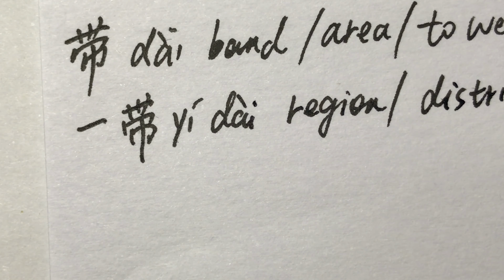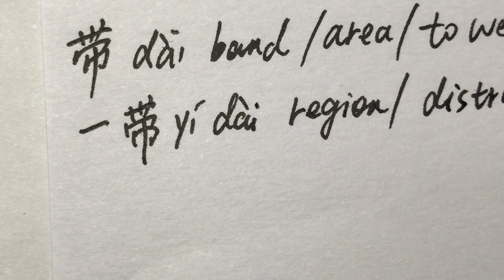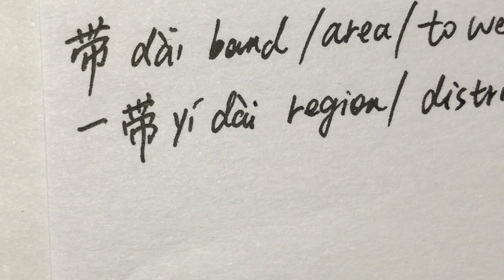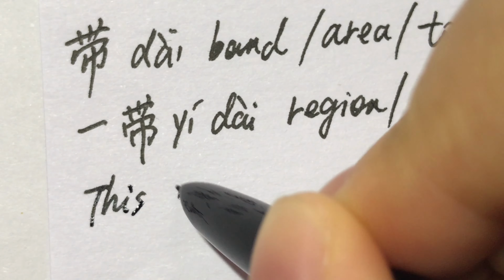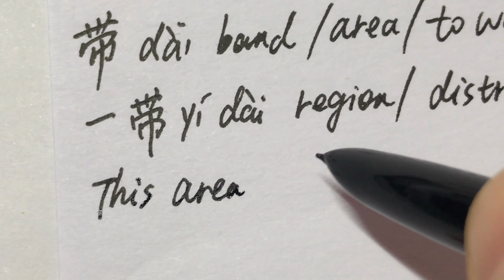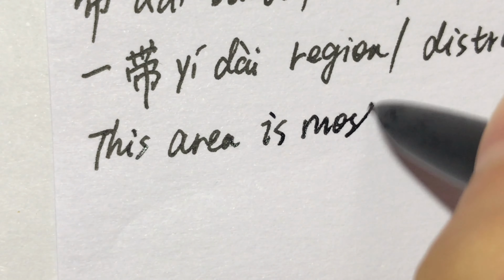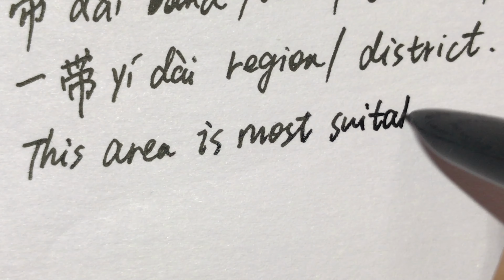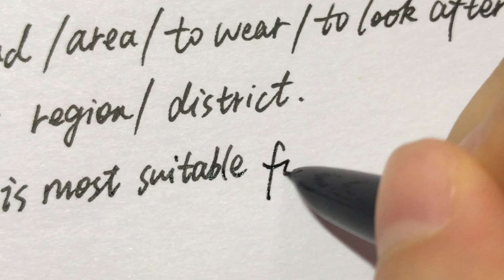This area is most suitable for growing wheat. 这一带最适宜种小麦。This area is most suitable for growing wheat.